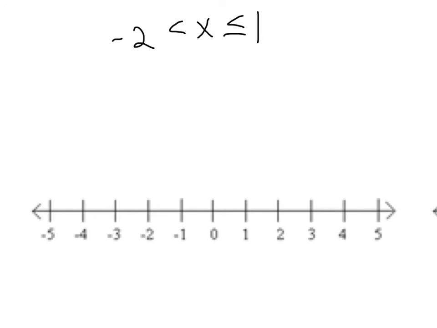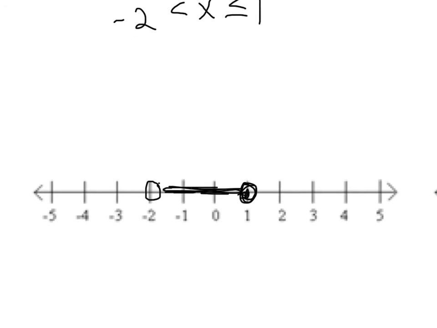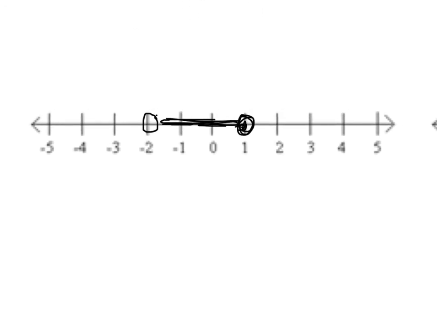Our solution is not equal to -2, but it can be equal to 1. And we want all numbers in between. So that's our solution. Interval notation, parentheses for the -2, 1. How do we show that we include the 1? Square bracket.